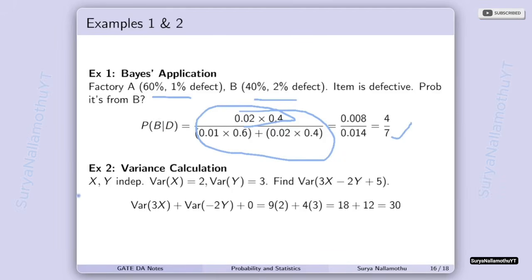The variance calculation: x and y are independent. Variance of x is equal to 2, variance of y is equal to 3, find the variance of 3x minus 2y. Here we said that x and y are independent. It is nothing but covariance of x, y is equal to 0. You need to remember that point. By solving this, variance of 3x plus variance of minus 2y plus 0. Variance of 3x is 3 squared times variance of x. So 3 squared is 9, and variance of x is 2. So 9 times 2 plus 4 times 3 is equal to 18 plus 12. Then we get the answer, 30.